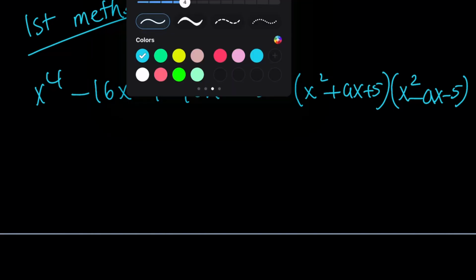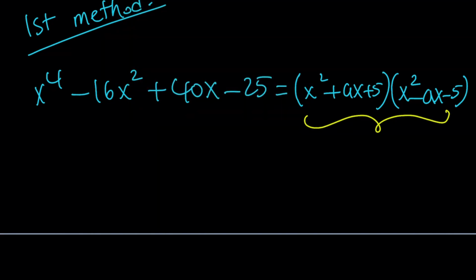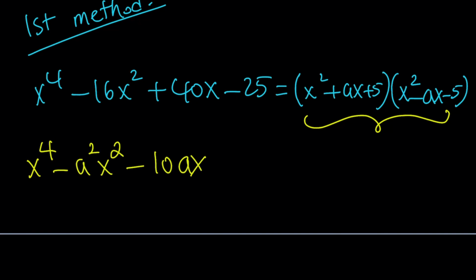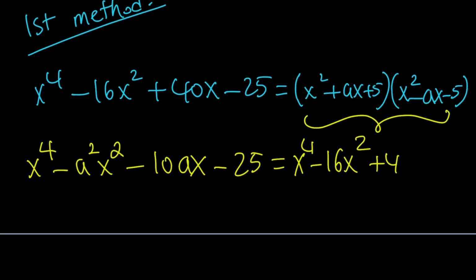So let's go ahead and do the following. We're going to distribute here. Take care of all the coefficients. If something is going to cancel out, obviously you don't have to worry about x cubed because we know it's going to cancel out. And how do I know that? X cubed only comes from a product of x and x squared. That's the only way to get it from here. So here's what's going to happen. We're going to distribute to keep a long story short. This is going to give you x to the fourth minus a squared x squared minus 10ax minus 25. And then that should equal our equation x to the fourth minus 16x squared plus 40x minus 25.